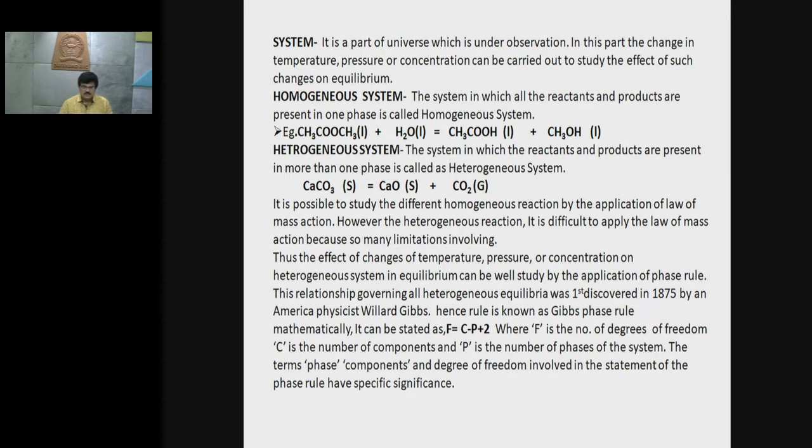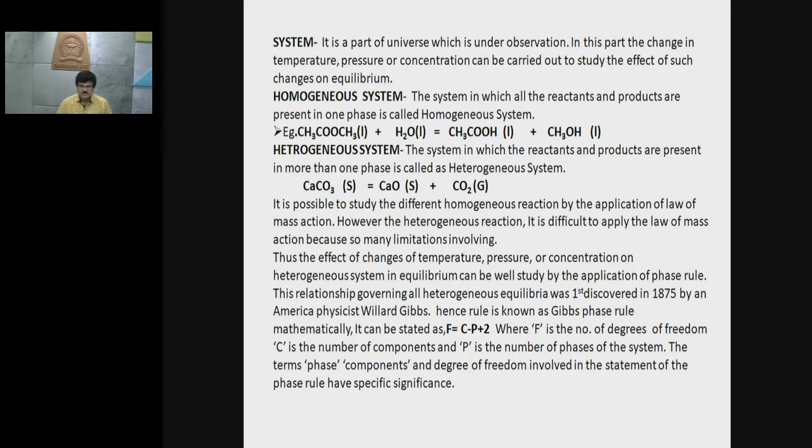So look, the decomposition of calcium carbonate. Calcium carbonate decomposes into calcium oxide and carbon dioxide. Calcium carbonate is in a solid state. Calcium oxide is also in a solid state, but CO2 is present in a gaseous state. So in these reactions, calcium carbonate is the reactant, and calcium oxide and carbon dioxide are in a solid and gaseous state respectively. So in this example, the system having reactants and products in different phases is the heterogeneous system.